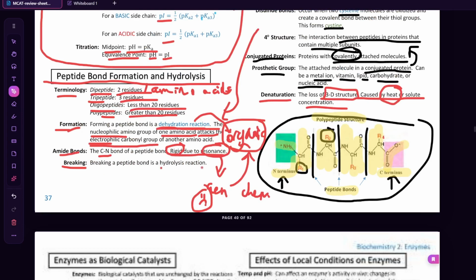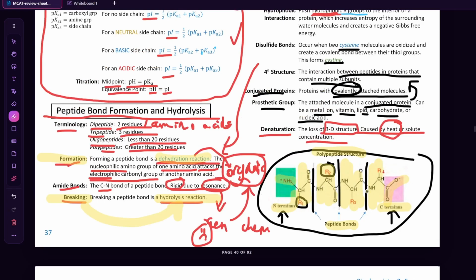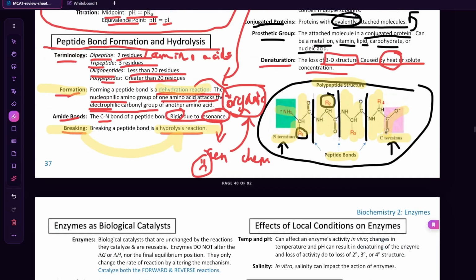Breaking a peptide bond is a hydrolysis reaction. You can think of hydrolysis as opposing dehydration. If you want to form a peptide bond, it's with a dehydration reaction. If you want to break the peptide bonds, it's through a hydrolysis reaction. And remember, the peptide bonds are keeping together this protein for the primary structure here.